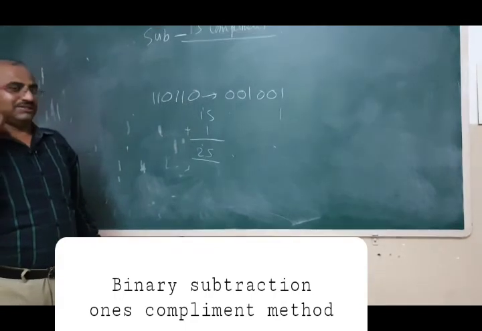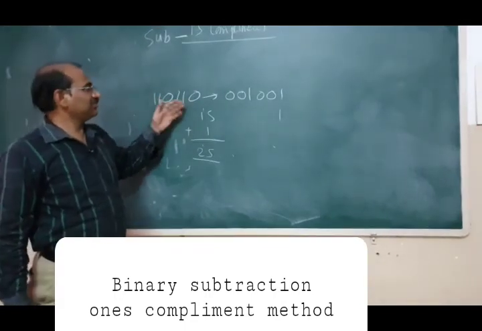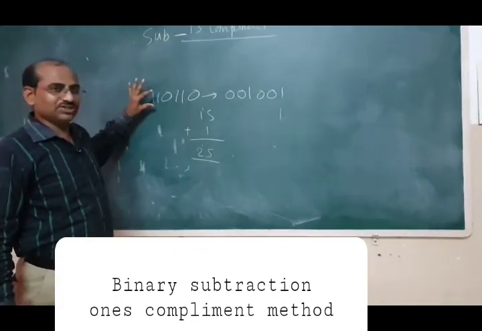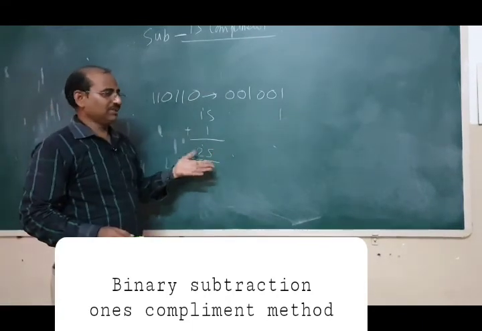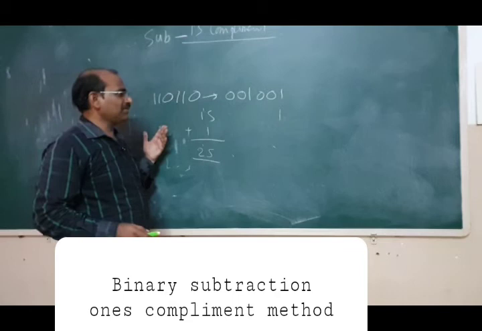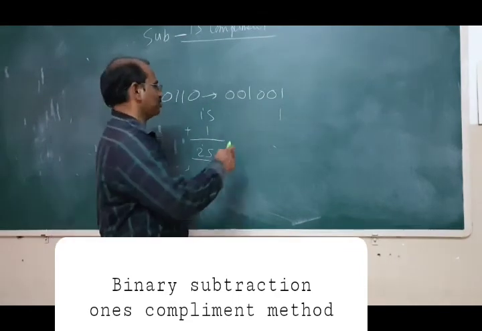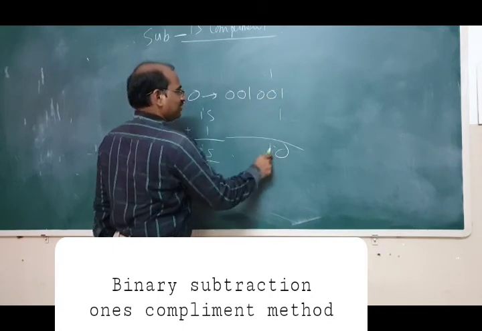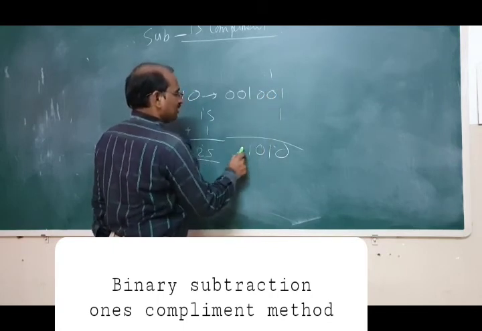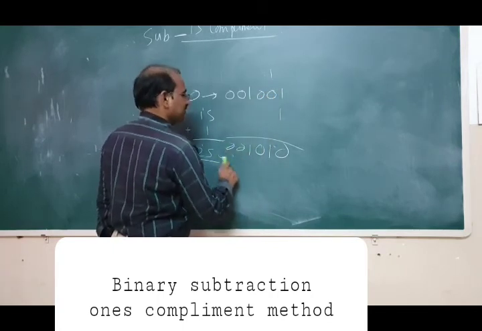Simple. 1's complement is just you convert 1 into 0 and 0 into 1. You know that already, we did that also. Now to the 1's complement you add a 1, it will become the 2's complement. See, 1 plus 1, sum 0, carry 1, 1 plus 0 is 1, and so on. This is the 2's complement.